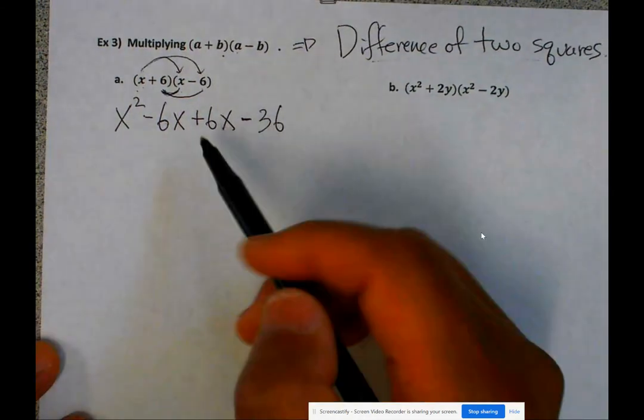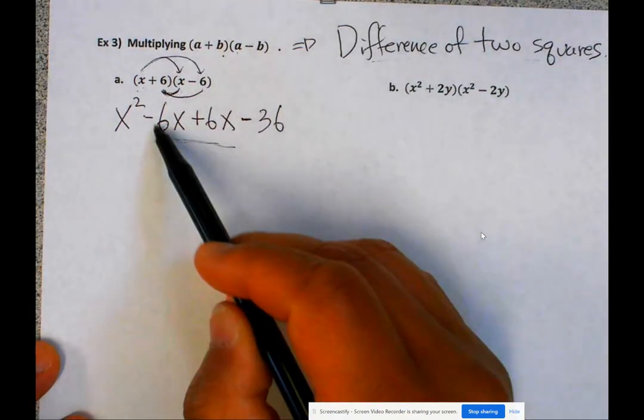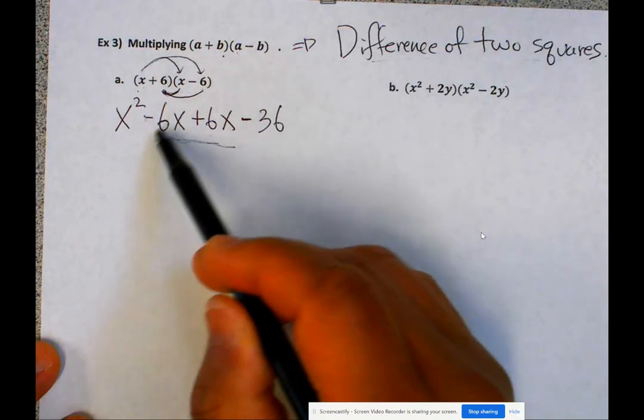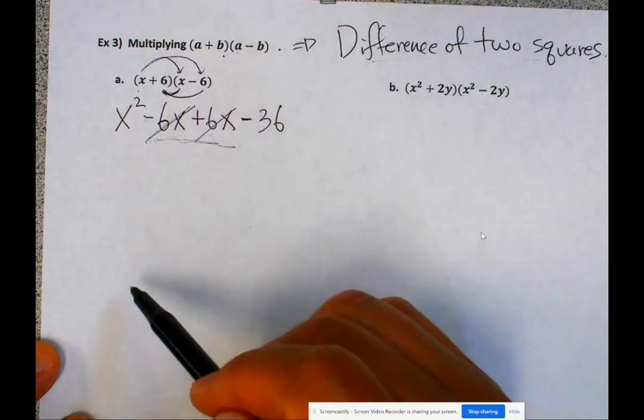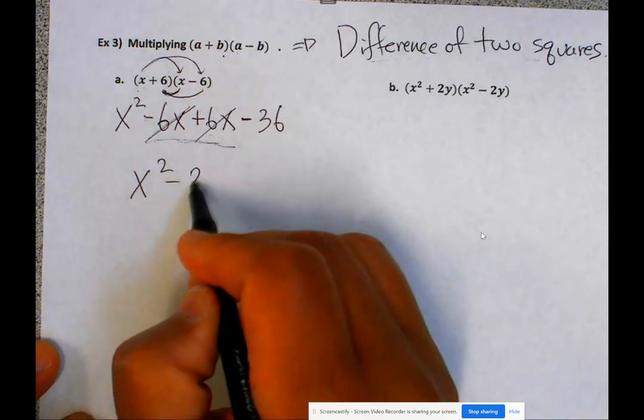Alright, notice the two middle terms, do you see it? Two middle things. One of them is positive, another one is negative, so they cancel each other out. So you're left over with x squared minus 36.